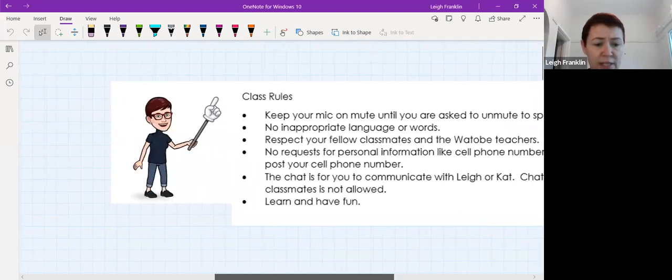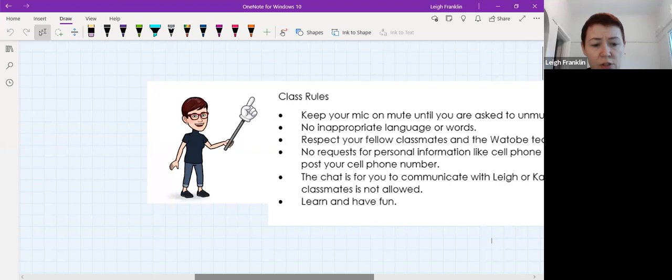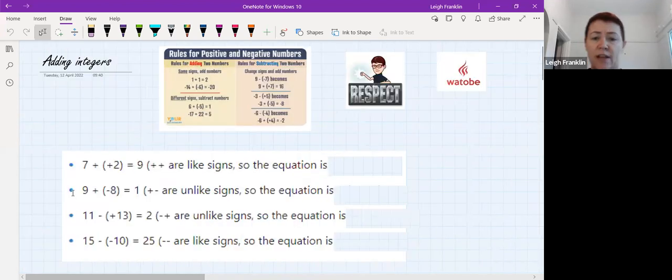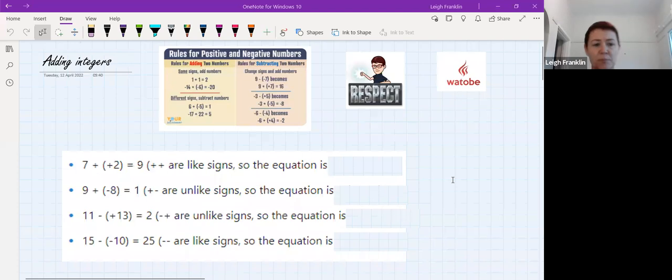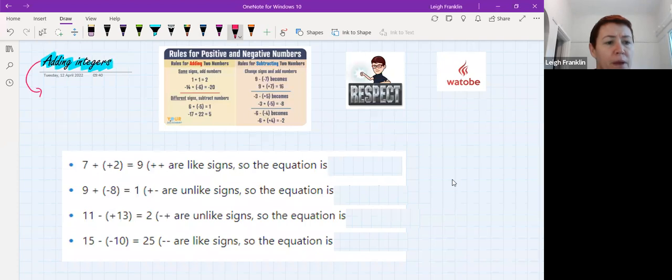On Monday, we started integers. So today we need to start talking about operating with integers. And the first thing that we're going to do is start talking about adding integers. Adding integers means that we are going to be adding negative and positive numbers. That's what it means. So when we are adding integers, we are talking about adding positive or negative numbers.